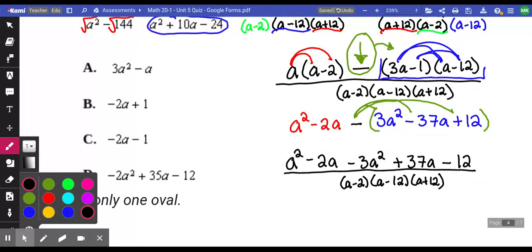If there's a spot you messed up, that's most likely it. You most likely forgot to distribute that negative to everything on the right side.